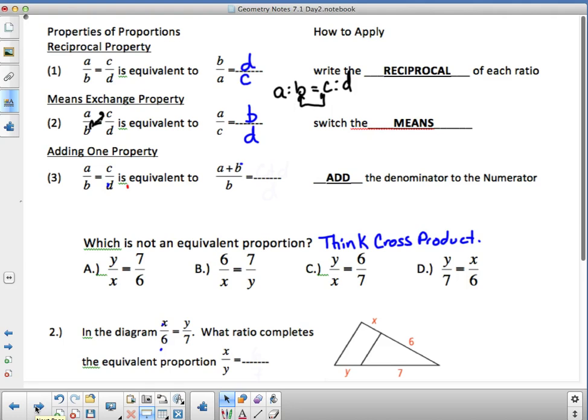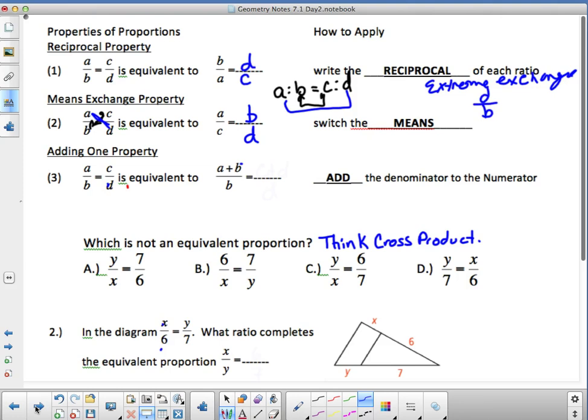Now, something that comes along with the means exchange property that I don't have written down is the extremes exchange property. I should talk about it because these are the extremes. If I can switch the means, I should be able to switch the extremes. So in this case, the extreme switch would be something like that. You start out with D over B, and then you fill it out and realize it's C over A. And that's the extremes exchange.